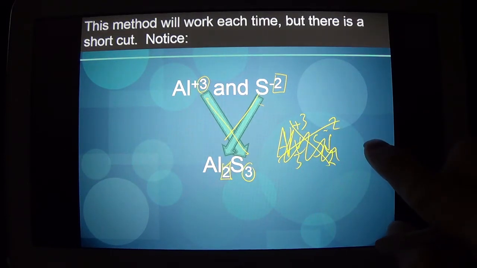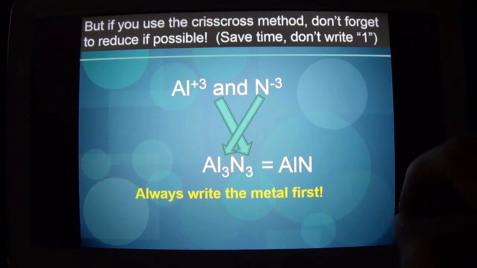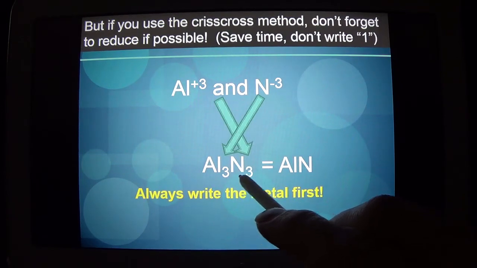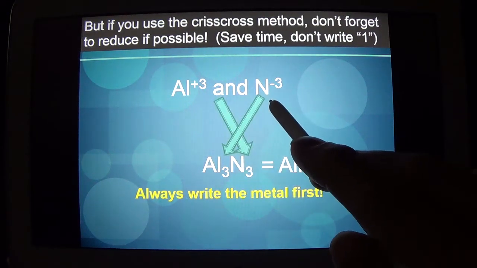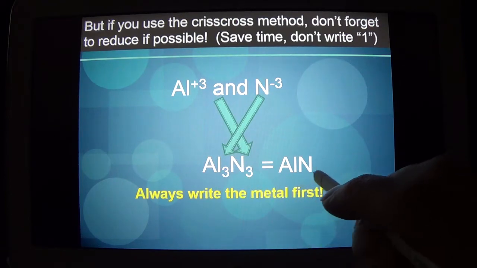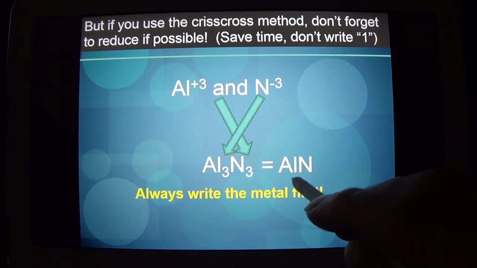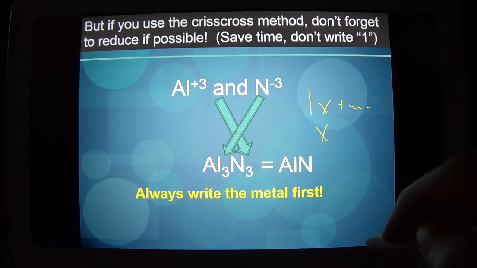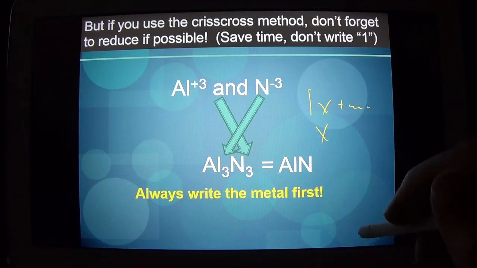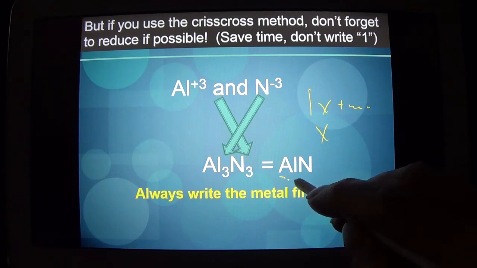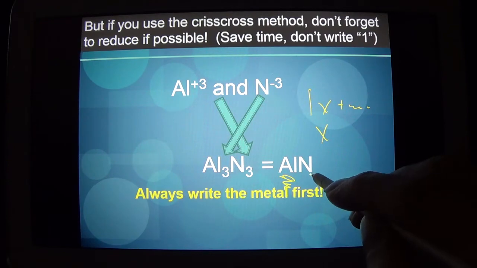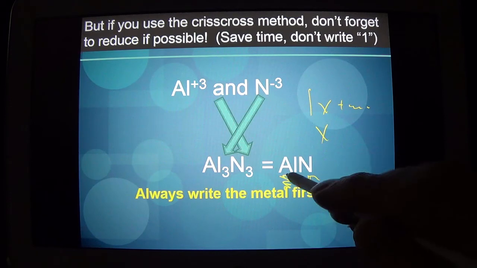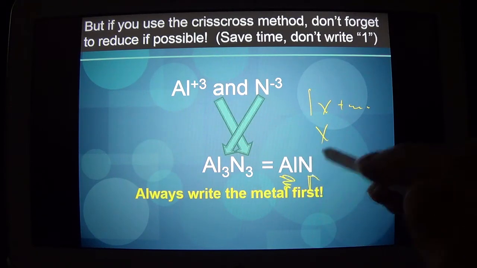If you use the crisscross method, it does work every single time, as long as afterwards you see if you can reduce. Notice how with aluminum and nitrogen, 3 and 3 reduced to 1 and 1. So I'm going to do that. And we don't write 1s. It saves us time. Like in math class, we don't write 1x when we start writing our equations. We just write x. Same thing. It's a little shortcut to save us time. Also, we will always write the metal first. The non-metal is always second. The positive part goes first, the negative part goes second. It will always be that way. You will be incorrect if you don't do it that way.